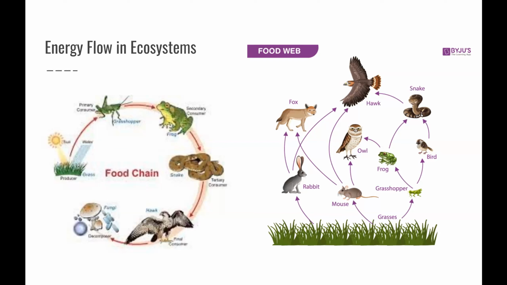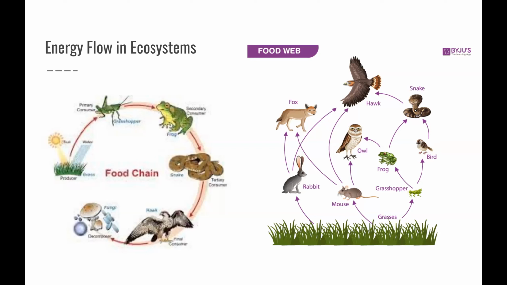But the snakes more so than the hawks, because look what happens. The snakes eat the frogs and the birds. So if they don't have enough frogs and birds, then there's not going to be as much food for the snakes.